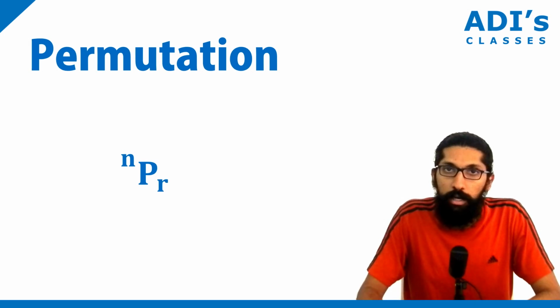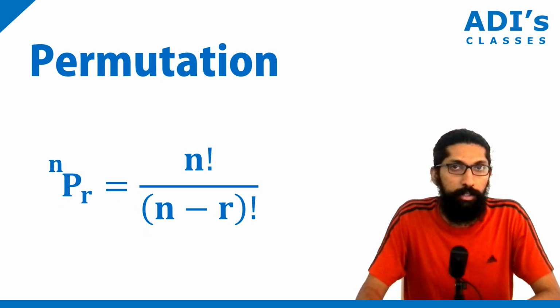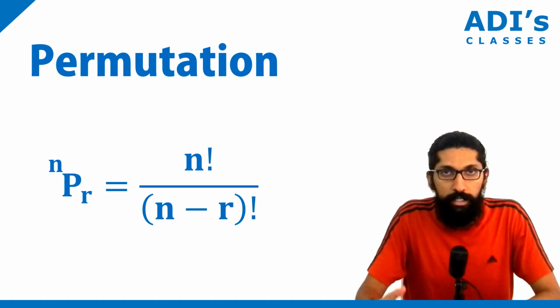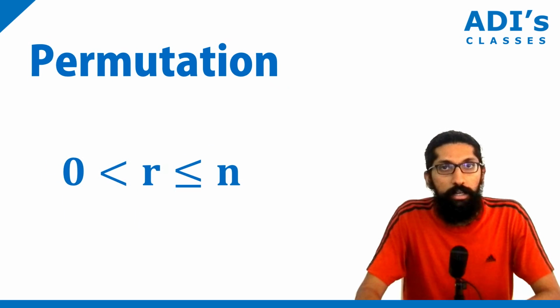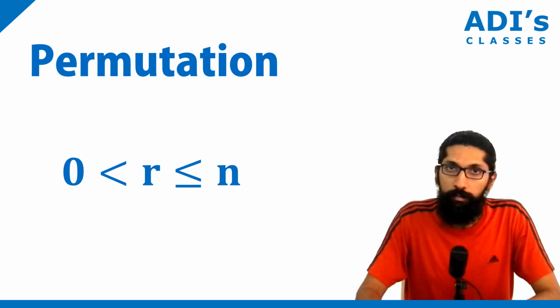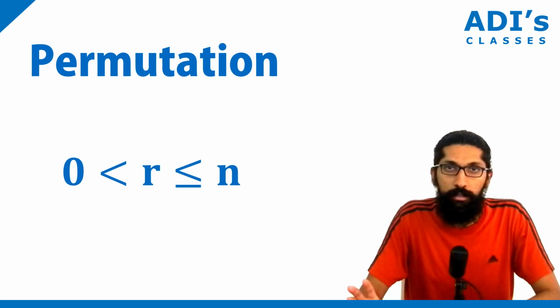Now, in nPr, what is the expansion? n factorial by (n minus r) factorial. A very important thing here, keep this in mind, r value is always greater than or equal to 0, in the sense r value cannot be negative, and r value will be less than or equal to n. It is always the case. r value can never be greater than n. Now, if r value is equal to n, that is nPn is equal to n factorial.